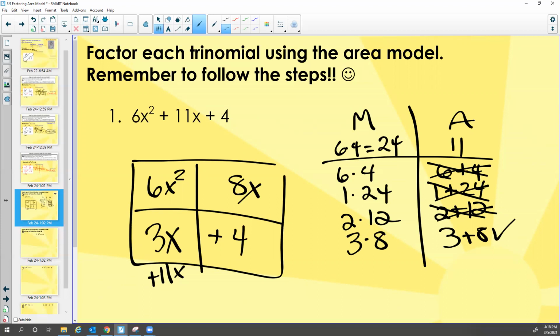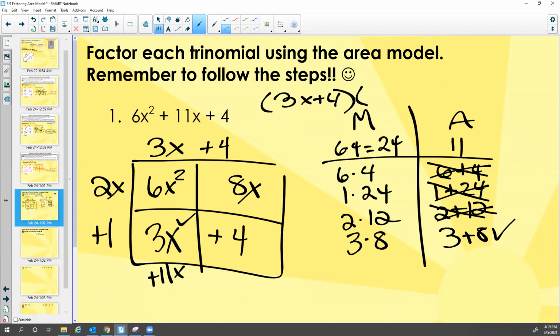Greatest common factor between 6x squared and 3x is 3x. Well, what times 3x is 6x squared? That would be 2x. What times 2x equals 8x? That would be 4. What times 4 equals 4? That would be 1. 3x times 1, that is 3x. So my factors on this one would be 3x plus 4 times 2x plus 1.